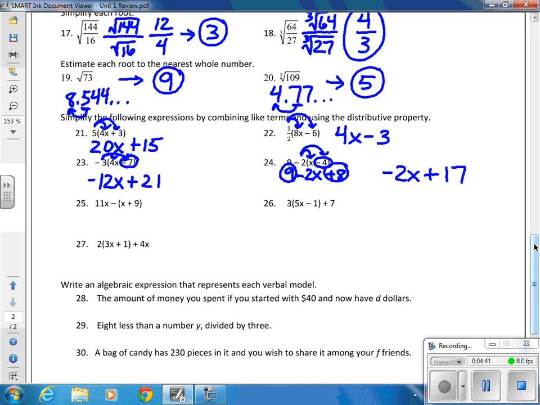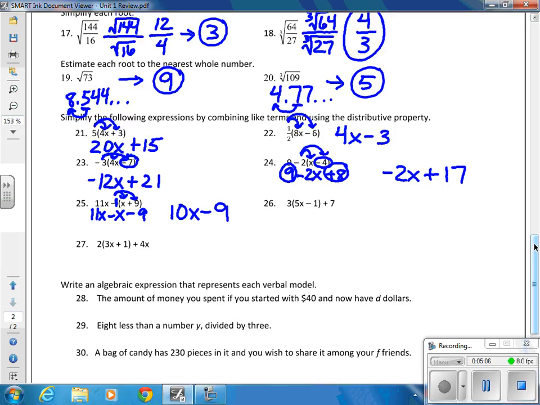For number 25, I see parentheses, but I don't see a number there, which means there's a negative 1 that's invisible that you have to distribute. Negative 1 times x is going to give you negative x. Negative 1 times positive 9 makes negative 9. Bring down the 11x in the front. Combine your variables first. 11x take away 1x is going to leave you with 10x. And nobody goes with -9, so the answer has -9 in the back.